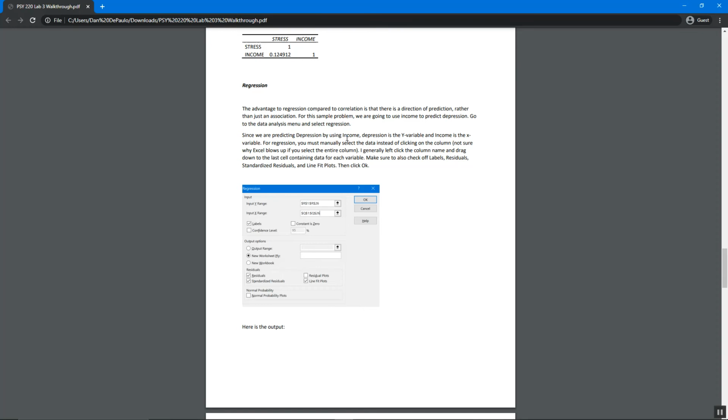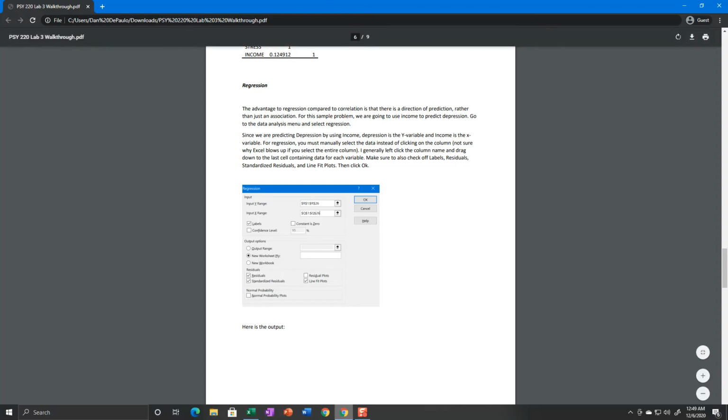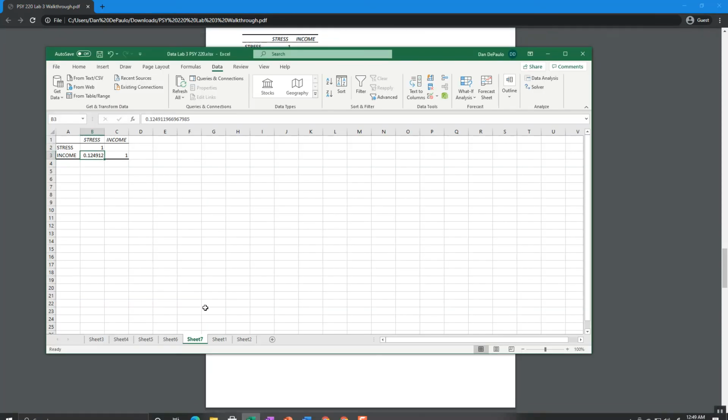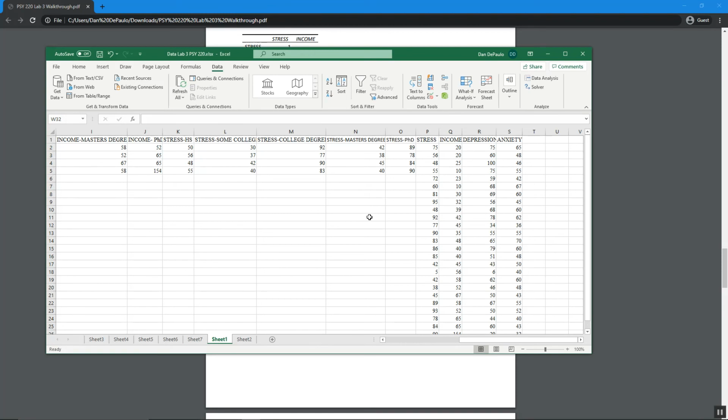You can make these things very complicated, but for this class, we're going to stick with one predictor and one criterion or dependent variable. And let's look at it. So let's look at income leading to depression. Let's go back to our data set. Sheet 1, I want income leading to depression.